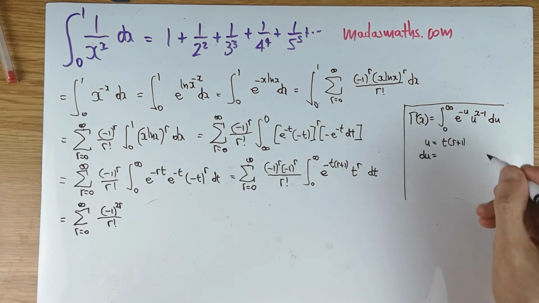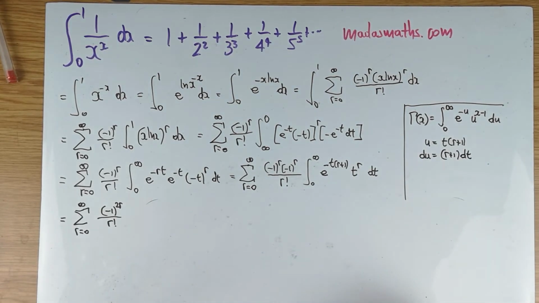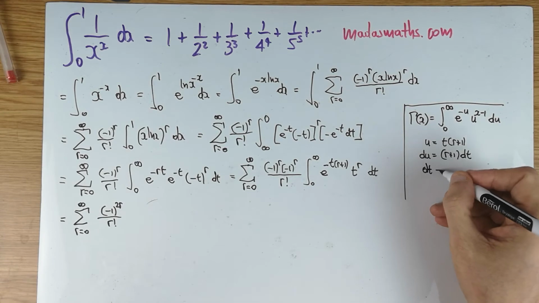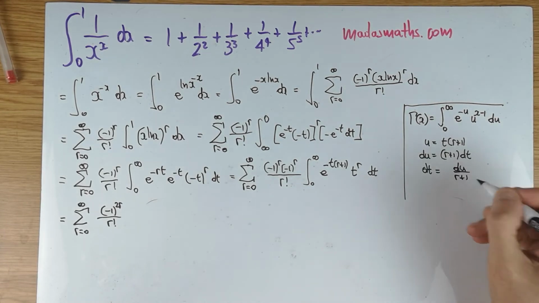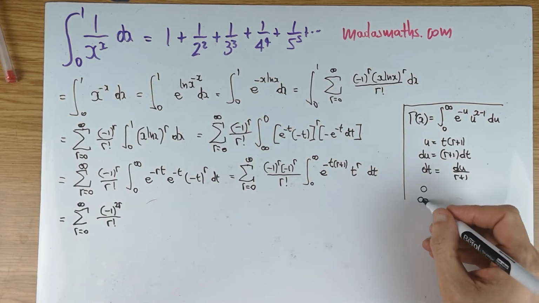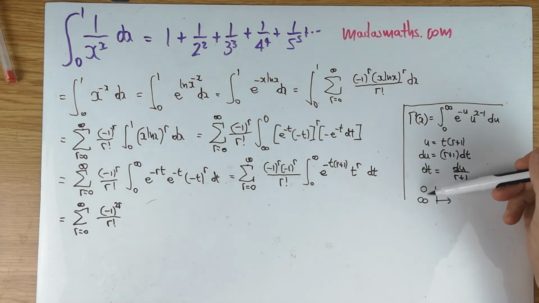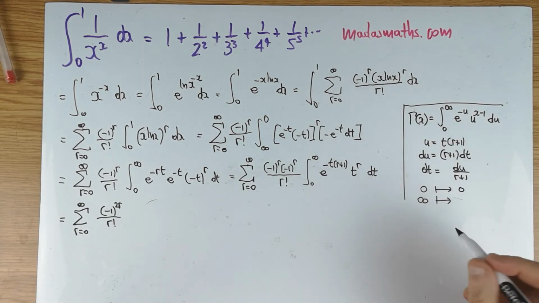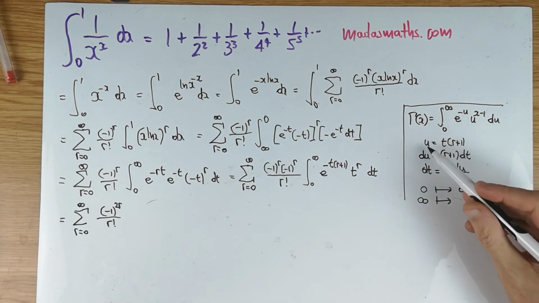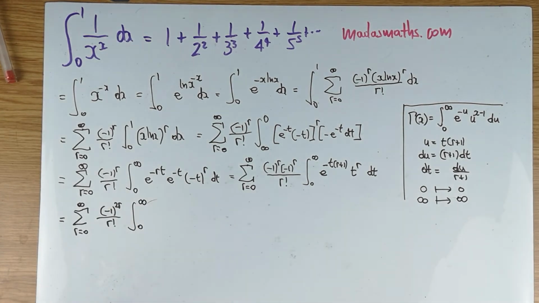Our du is now simply r plus 1 dt. So we want dt equal to du over r plus 1. Remember, r plus 1 is not a variable in the sense that it affects this integral. The limits are 0 and infinity, and these are in t. So when t is equal to 0, u will also be 0. And when t becomes positively infinite, so does u. So the limits do not change. Let's put them again, 0 to infinity, unchanged.